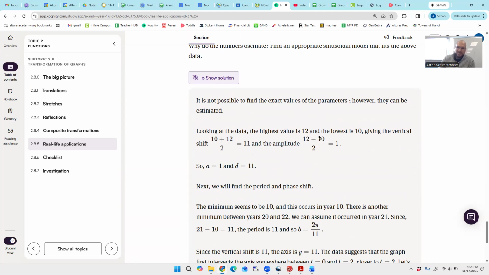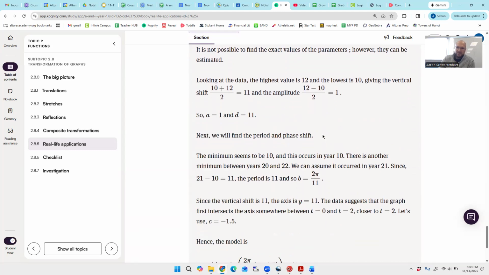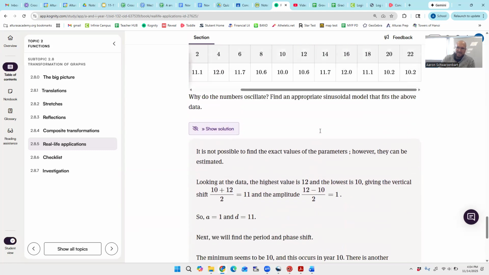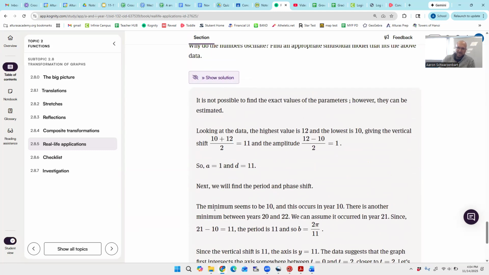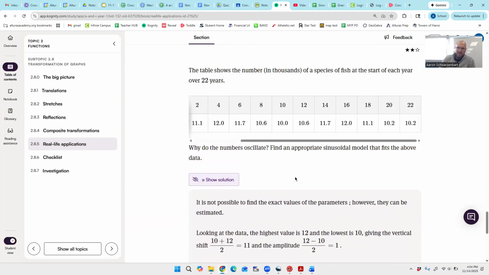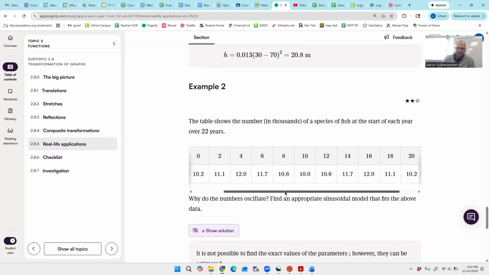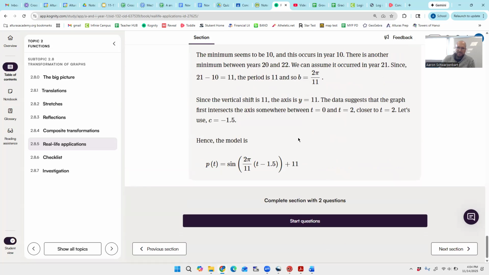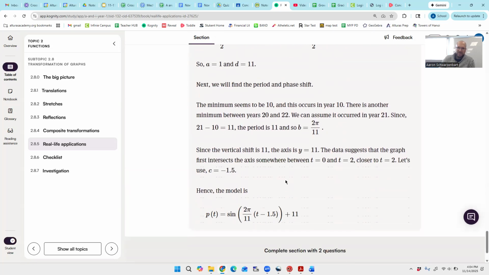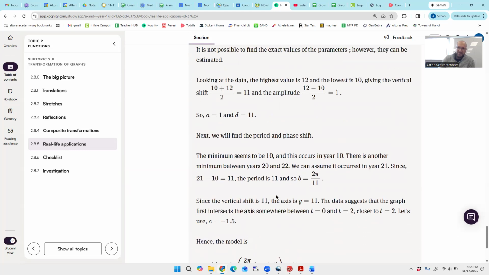Looking at the data, the highest value appeared to be 12, the lowest was 10. So they decided that the amplitude was 11. There seemed to be a repeating pattern. So they kind of did this by hand. I would recommend just using the graphing calculator. Okay.